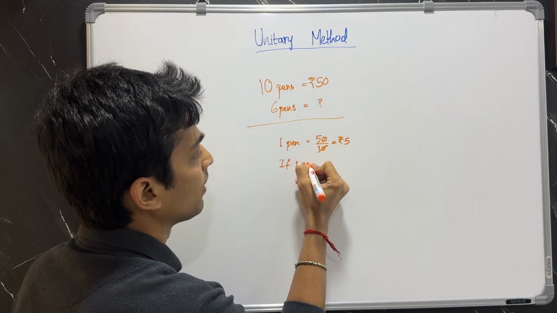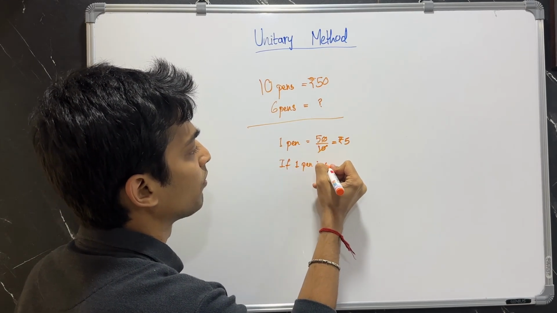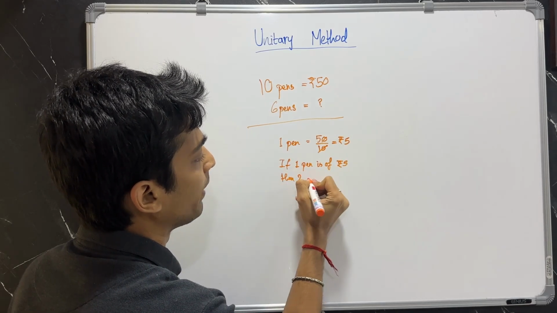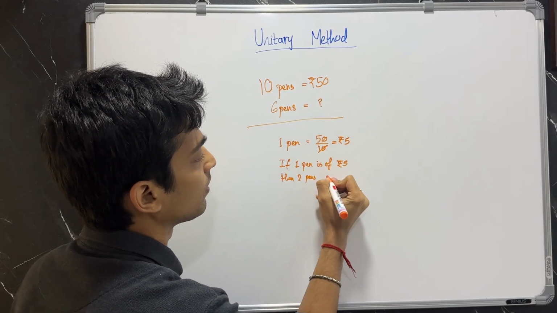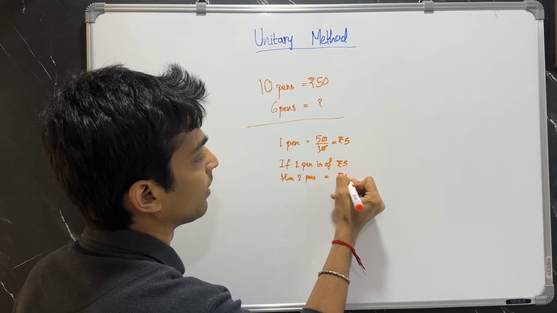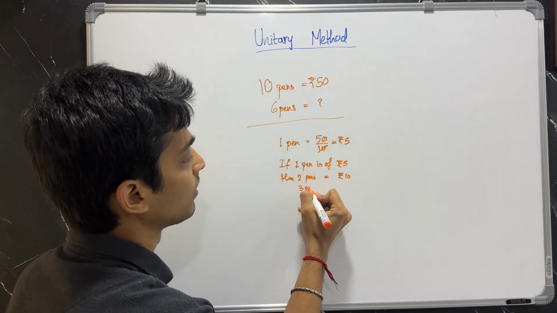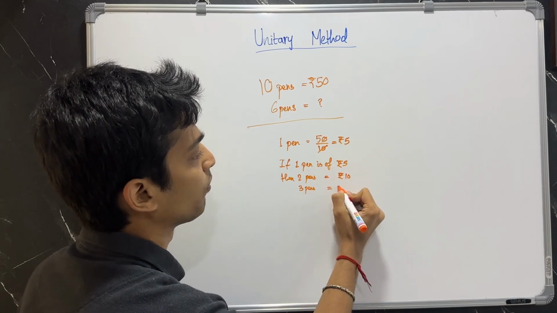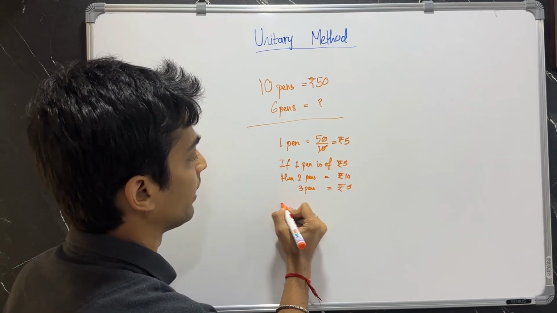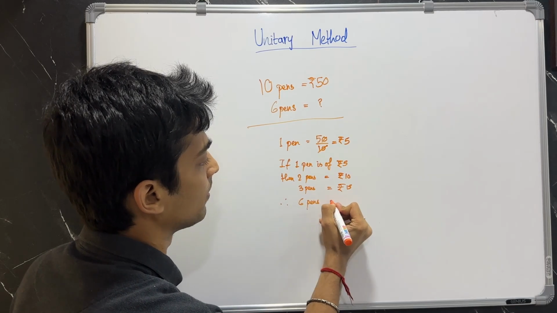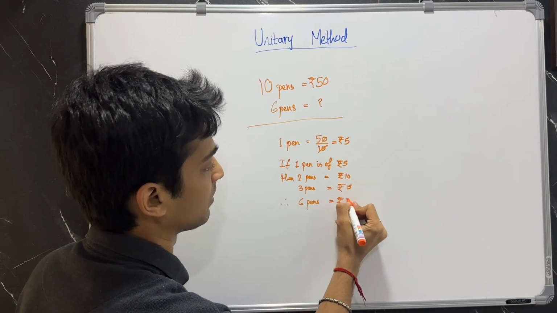If 1 pen is of 5 rupees, then 2 pens will be of 10. 2 into 5. 3 pens, 3 into 5, 15. Therefore, 6 pens will be of 30 rupees.